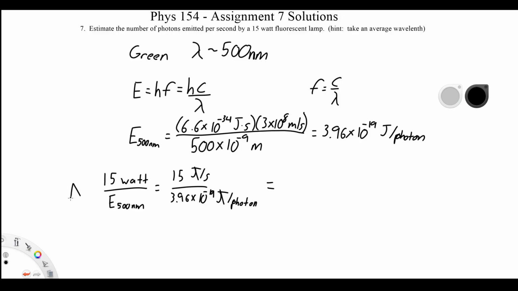We could also call this N, right? The number of photons. So 15 joules per second divided by 3.96 times 10 to the negative 19 joules per photon will give us roughly 3.79 times 10 to the 19 photons per second. And these are the photons per second that are emitted by this 15-watt fluorescent lamp. And that does it for problem 7.